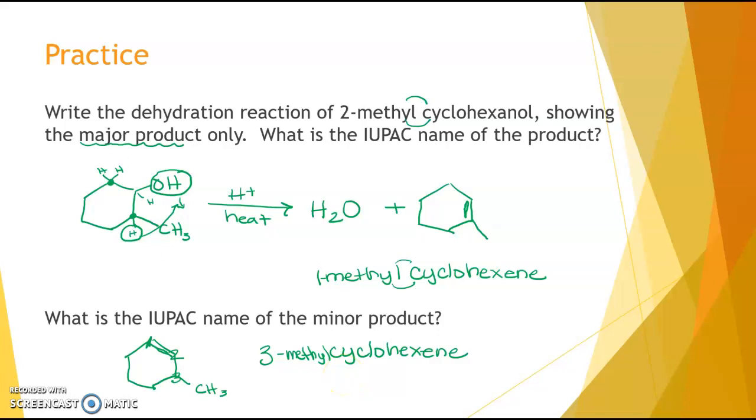So Zaitsev's rule is really the other side of the coin for Markovnikov's rule, in the same way that dehydration of an alcohol is the other side of the coin for hydration of an alkene. I think looking at it that way and noticing the similarities can be helpful.